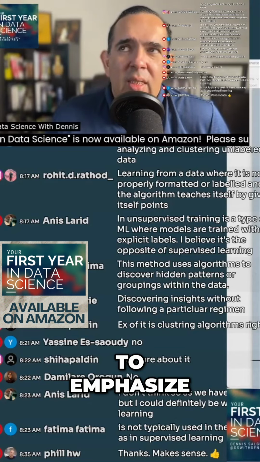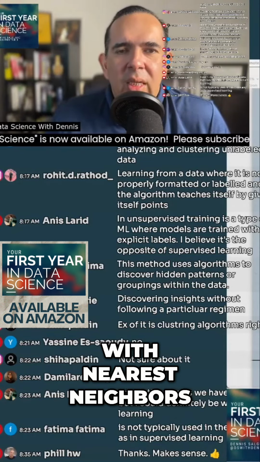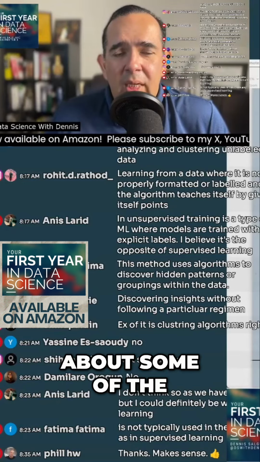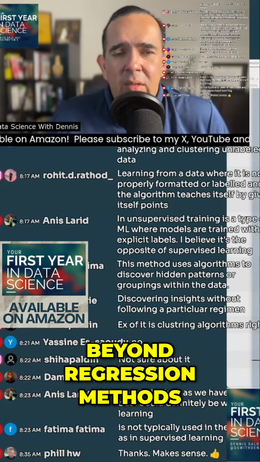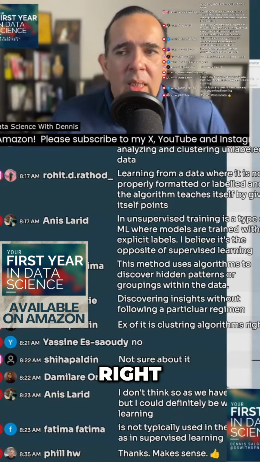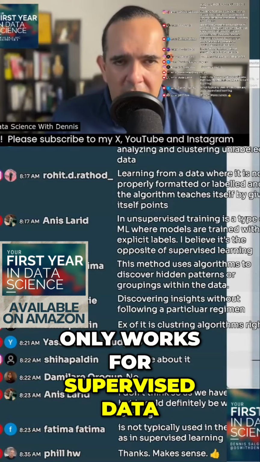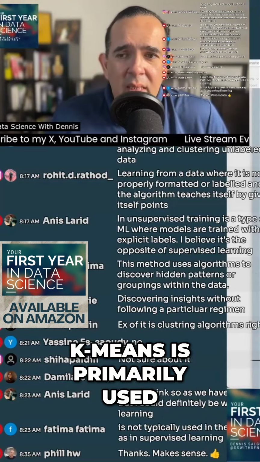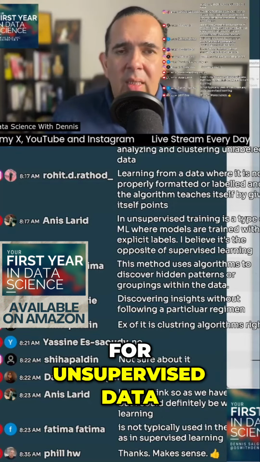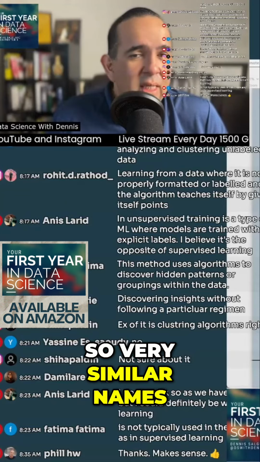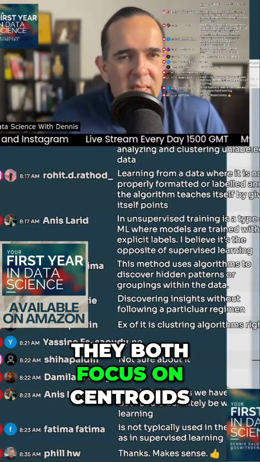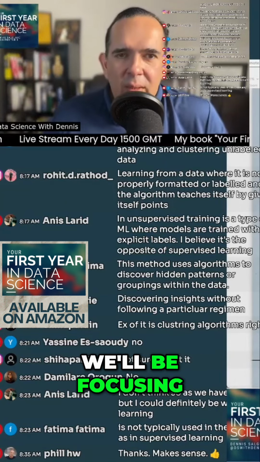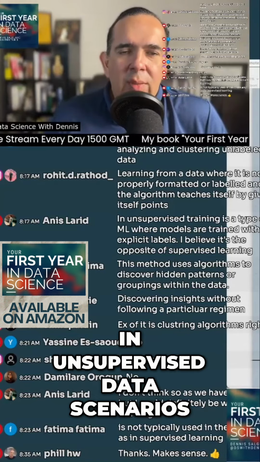And I also want to emphasize, don't get k-means confused with nearest neighbors. Because if you were here for that class, we saw nearest neighbors when we were talking about some of the beyond regression methods, right? Nearest neighbors only works for supervised data. K-means is primarily used for unsupervised data, okay? So very similar names, right? They both focus on centroids, the centers of those clusters. But k-means is what we'll be focusing on and what you'll use in unsupervised data scenarios.